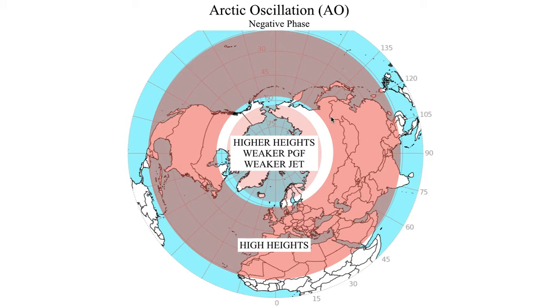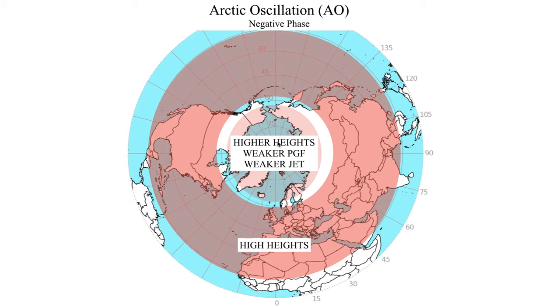Versus a negative phase, in which case you have relatively high heights over the Arctic, which means you're going to have a weaker pressure gradient force, which is therefore going to give you a weaker jet stream. And this weaker jet stream is a lot easier to displace southward. So in the case of a negative phase, you're going to be more likely to get, say, a cold air outbreak of some sort, or Arctic air spilling down into the mid-latitudes.